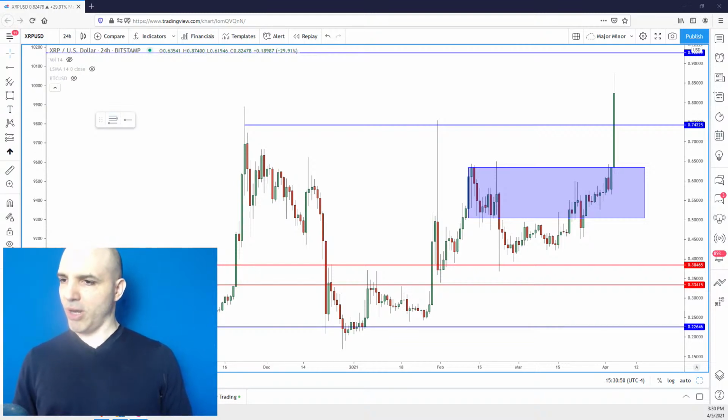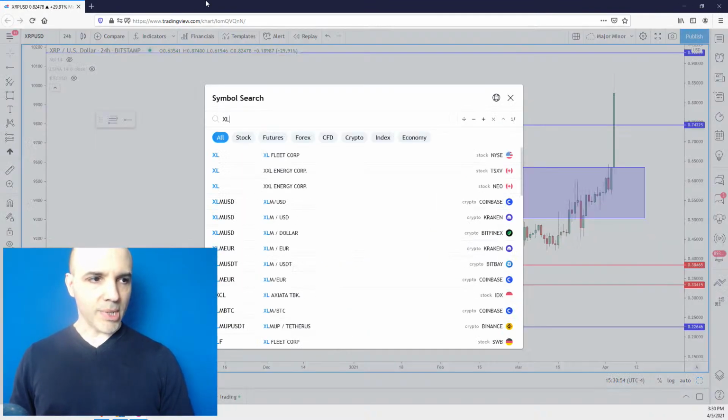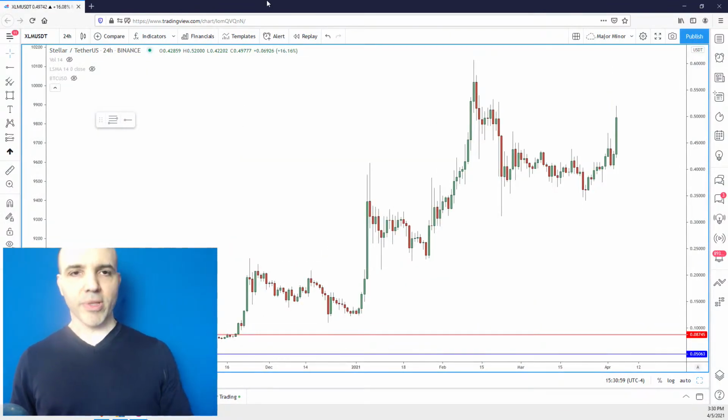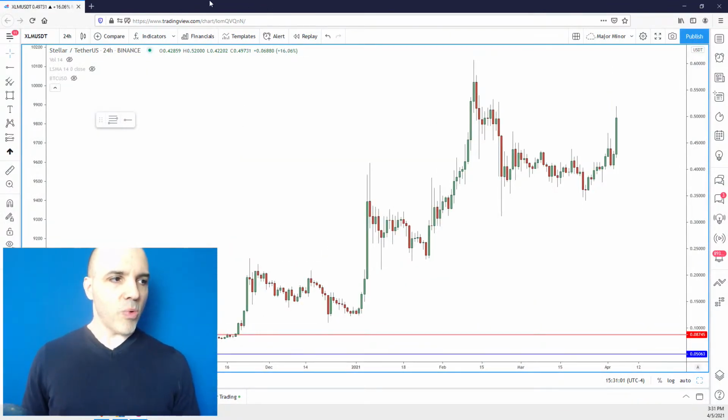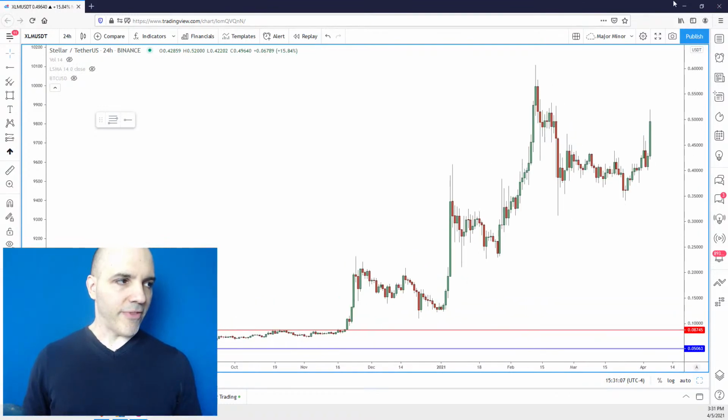So I have some questions in here. Let me see what I have. XLM USD, Stellar Lumens, XLM USDT. Oh nice, this thing is starting to pop a bit. This one has been really uneventful for a while. I've never been a big fan of a lot of these coins, they're just starting to perk up now. Okay, nice, it's about time.